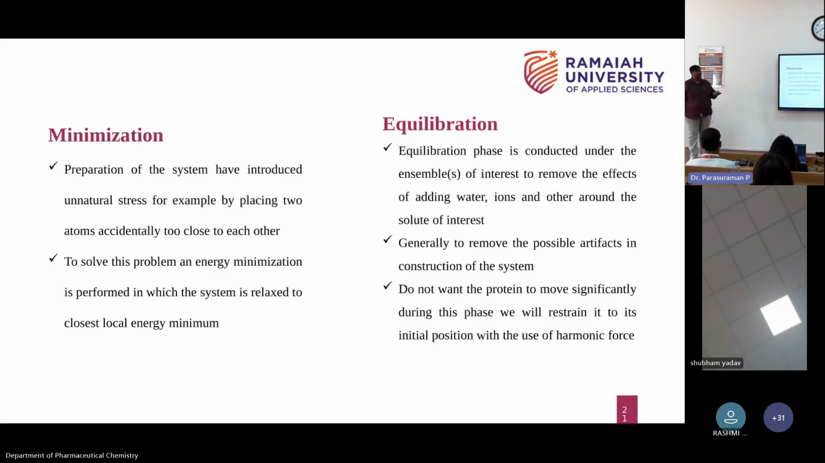Then we do equilibration. While building the model, we add water, ions and so on, which may have some effects on the complex. To neutralize those artifacts from model building, we do equilibration, generally using NVT and NPT ensembles to maintain equilibrium throughout the simulation.